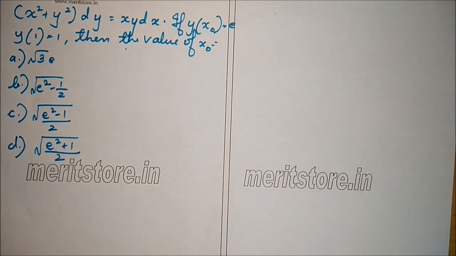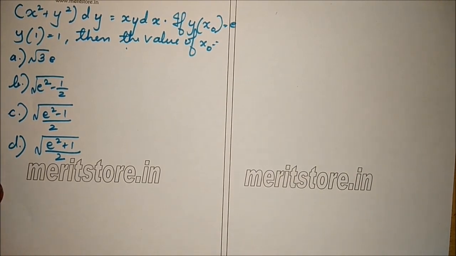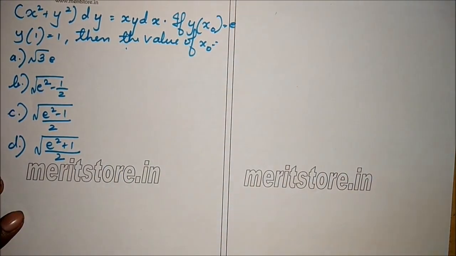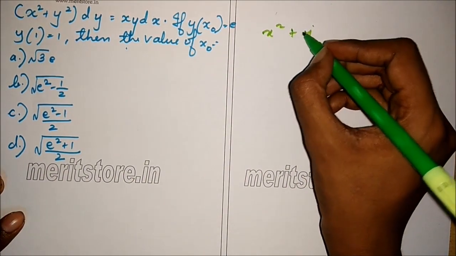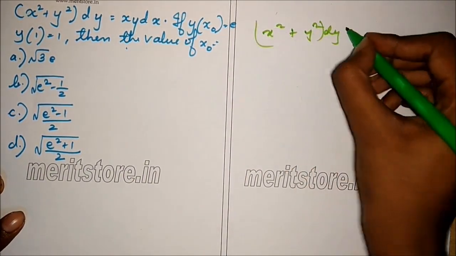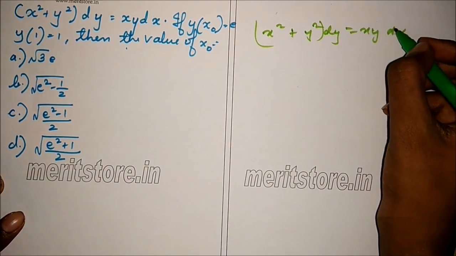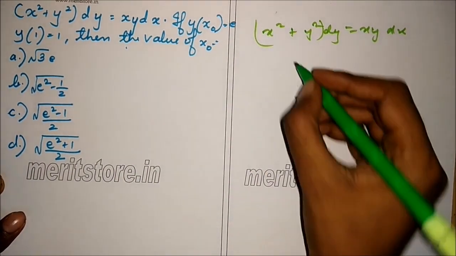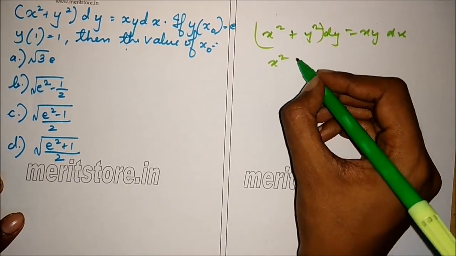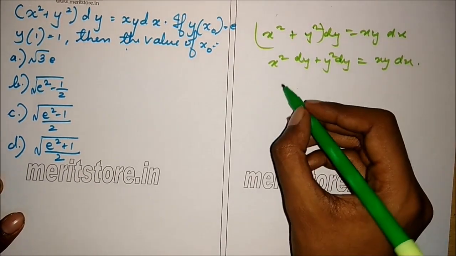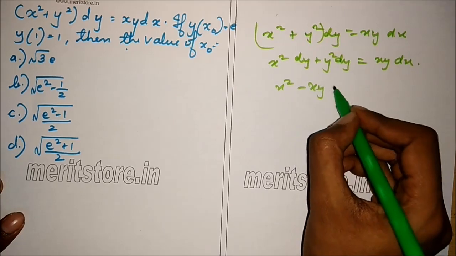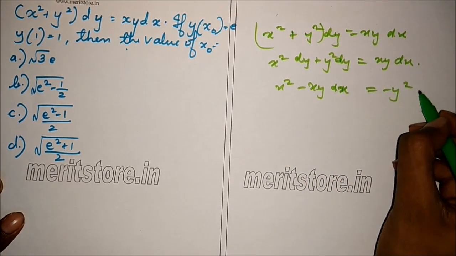x square plus y square into dy equals xy dx. If y of x naught equals e and y of 1 equals 1, then the value of x naught is? So given x square plus y square into dy equals xy dx, this is x square dy plus y square dy is equal to xy dx. So therefore x square minus xy dx is equal to minus y square dy.